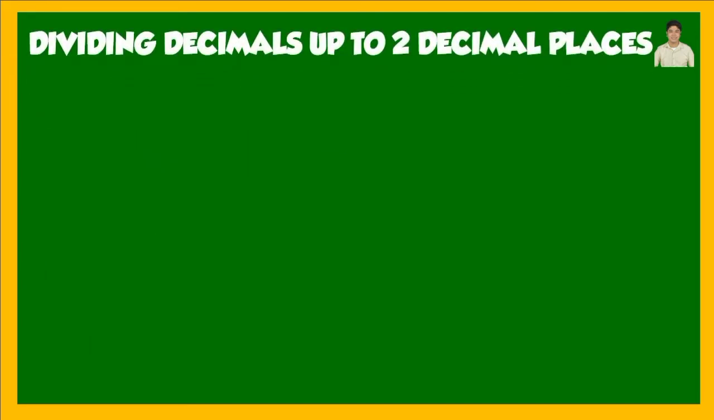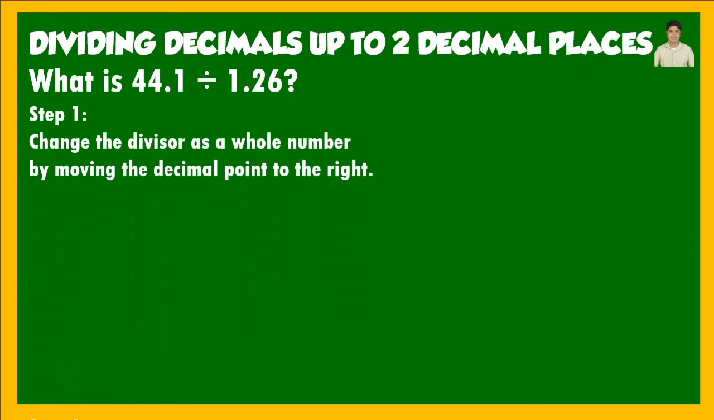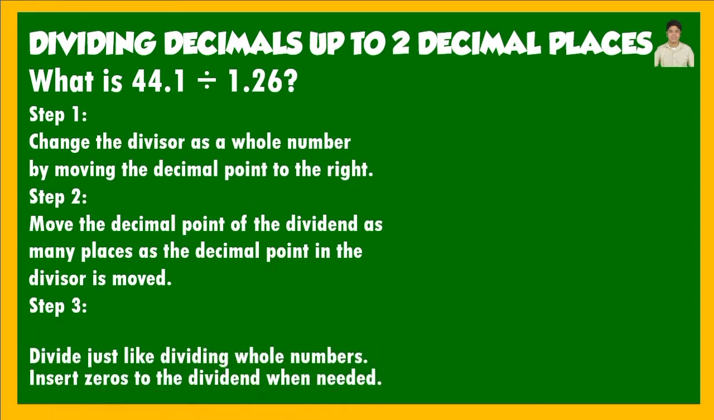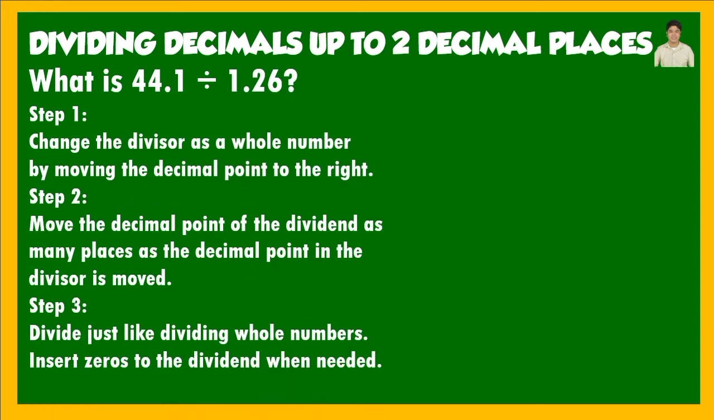So, let's have the third example. What is 44 and 1/10 divided by 1 and 26 hundredths? In this case, makikita natin na yung ating divisor, 2 decimal places na siya. So, hundredths na siya, hanggang hundredths na siya. But our dividend is still tenths. So, divide natin. Susulat natin 1.26. Ayan. And then, yung 44.1.